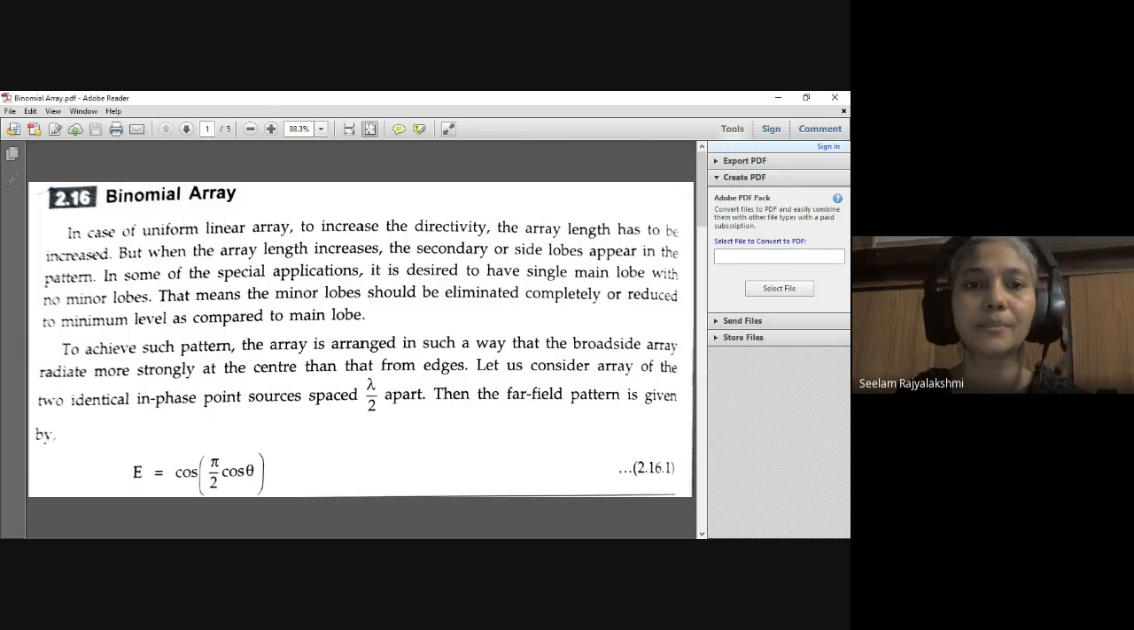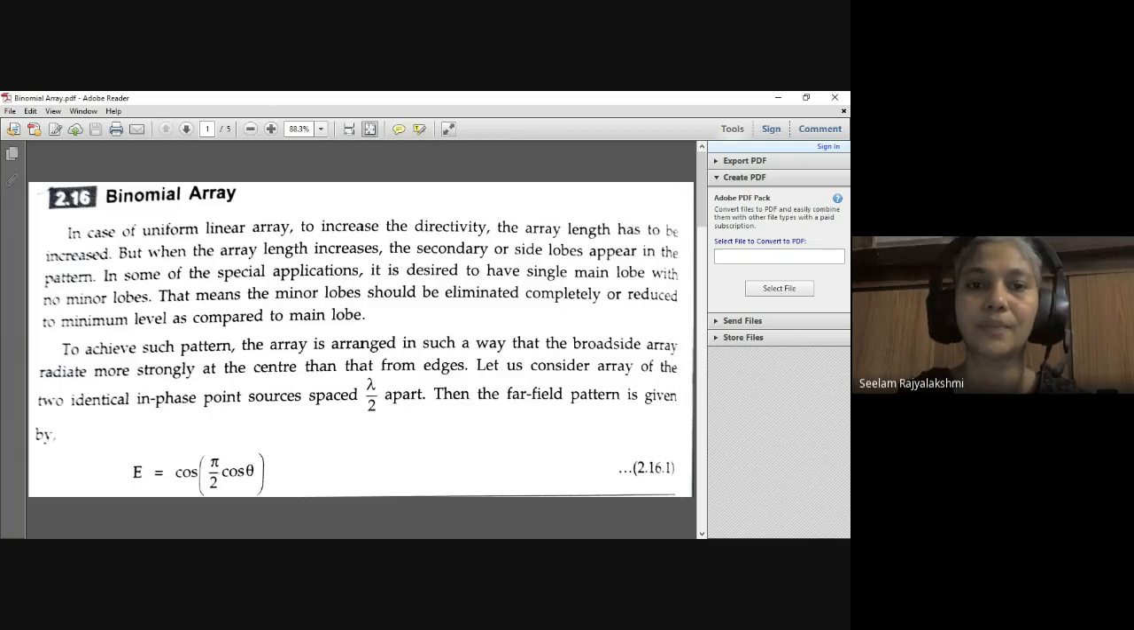But for some special applications, it is desired to have only a single main lobe, but not the minor lobes. Because of the appearance of these secondary or side lobes, the applications may be affected. So the minor lobes should be eliminated completely or reduced. How can we reduce these minor lobes? We will see it here. To achieve such a pattern without minor lobes, how can we get it?